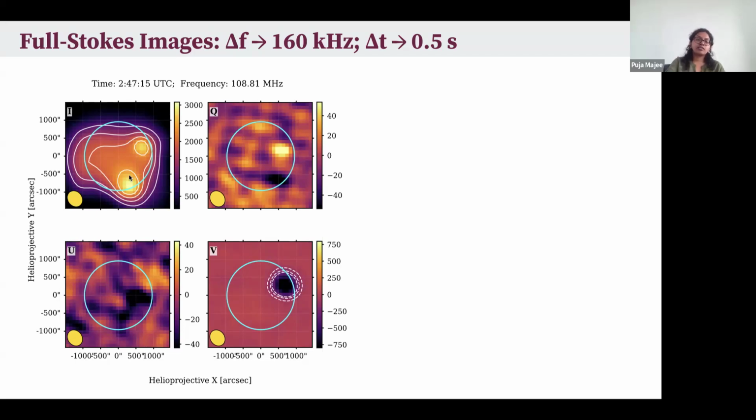And as you can see here, there are two bright active regions which were located at the same time. And if you look at the Q and U images, it mostly looks like noise. If you look at the Stokes V image, there is a significant amount of Stokes V emission from this active region, which was giving, so at that time, there was a type 1 noise storm associated to this active region. But the lower one, which was associated to the type 2 burst, had no emission in the Stokes V.